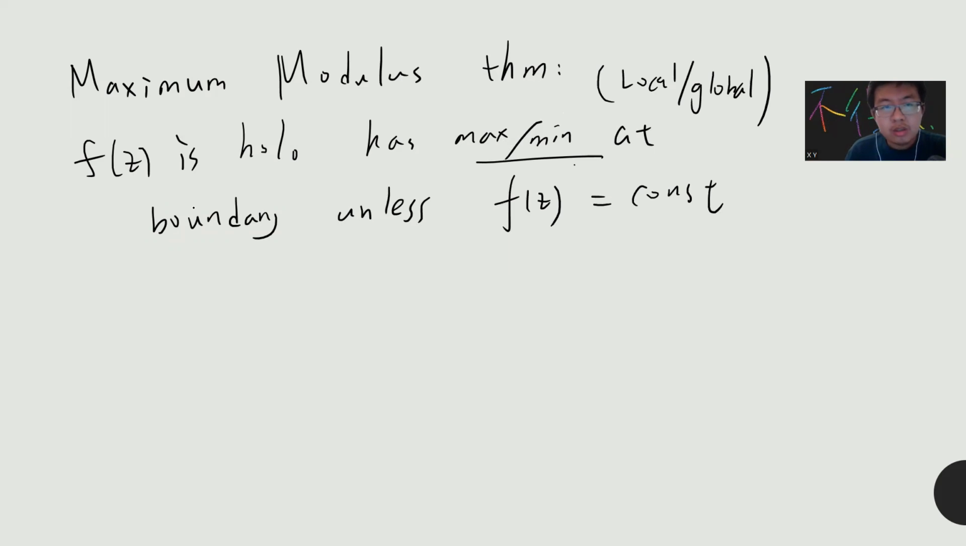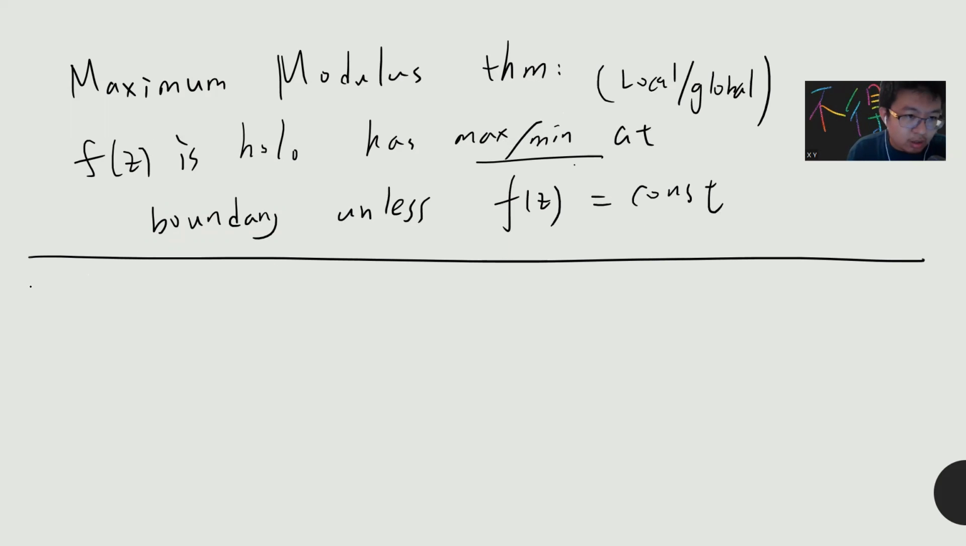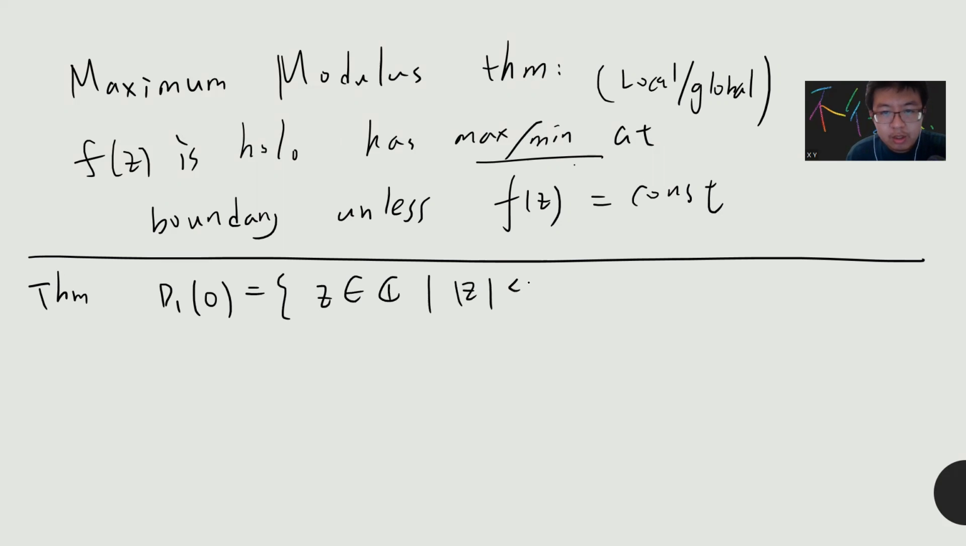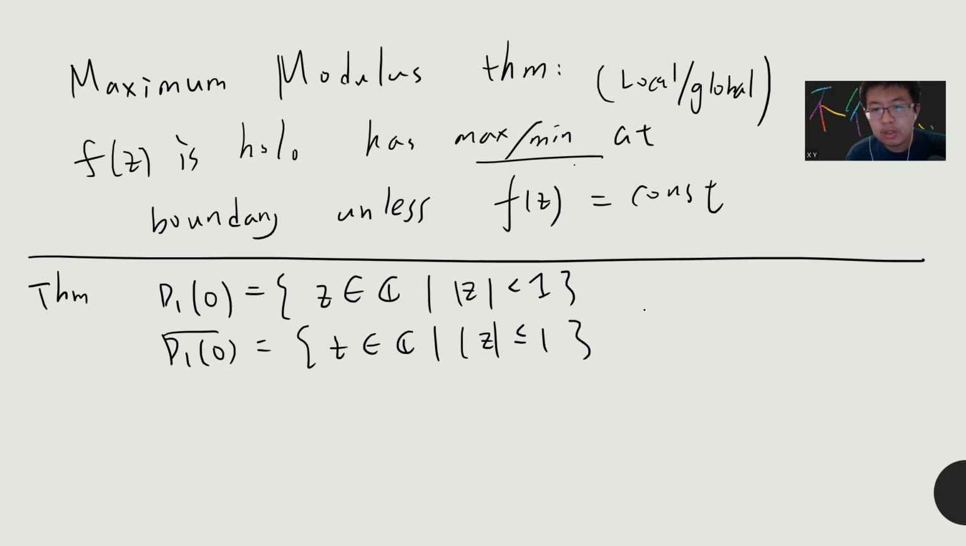So this can give you very simple results, like the following theorem. Let's give some notation. Let D10 be all z belonging to the complex plane such that |z| is less than 1, and D10 bar is the closure, so z belongs to C with |z| less than or equal to 1. And our assumption is that f of z is holomorphic on D10.